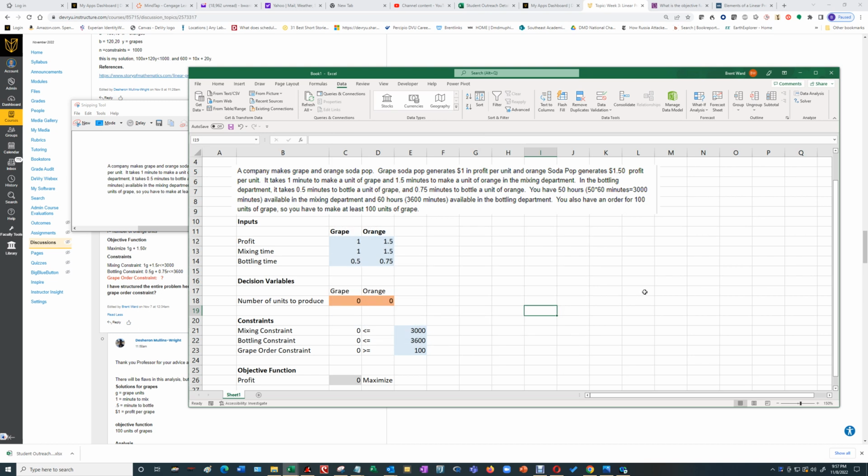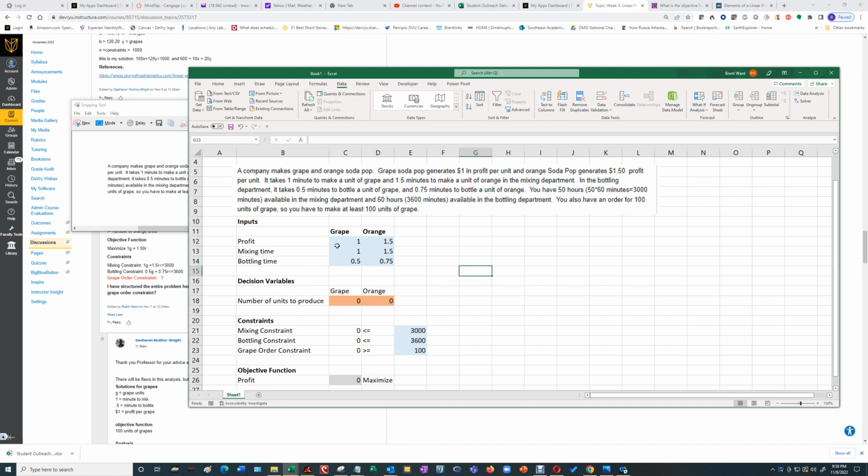Okay, let's do a linear programming problem that involves a product mix situation. We've got a company that makes grape soda pop and orange soda pop. The profit is $1 per unit, which could be like a gallon, for example, or a pint, or even a can, whereas orange is $1.50 in profit. The mixing time is 1 minute for grape, and the time it takes to mix orange is 1.5 minutes. And the bottling time is half a minute for grape and 3/4 of a minute for orange.